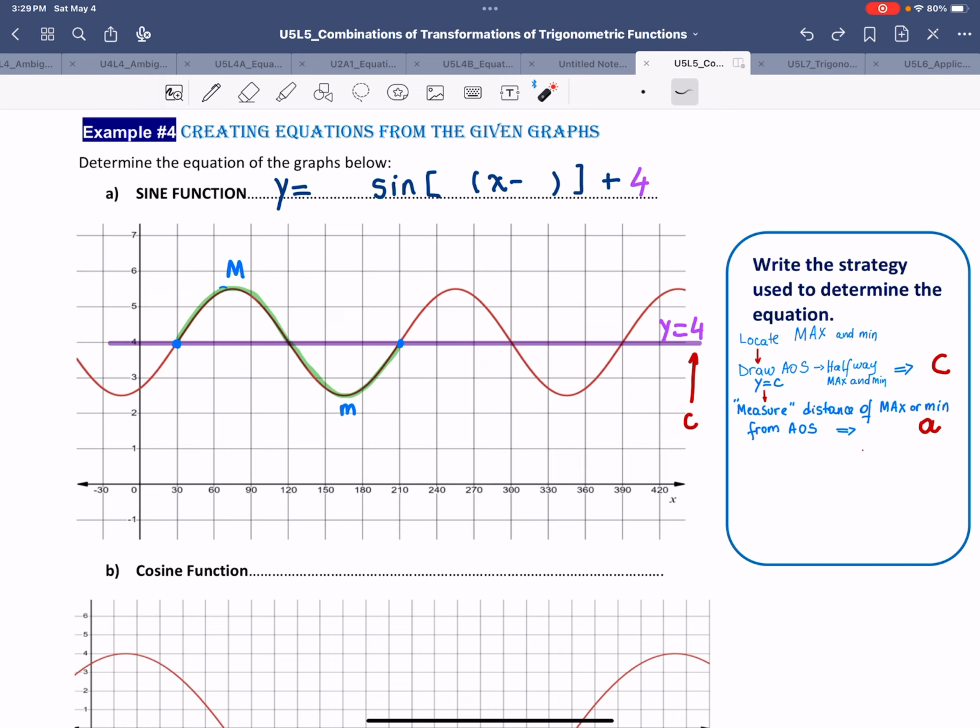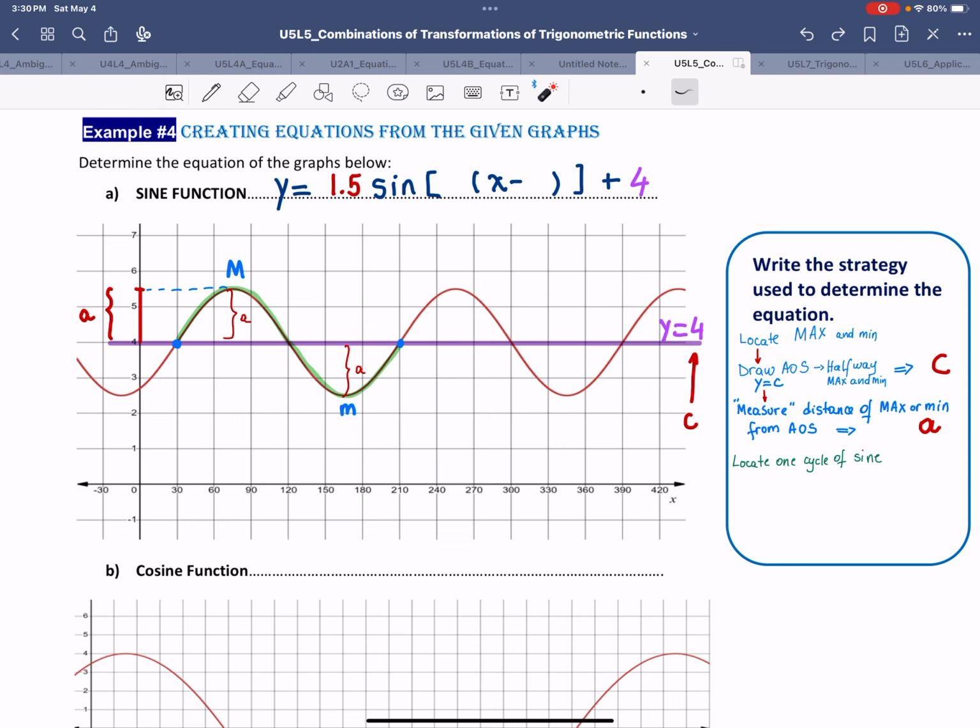Okay, so now let's take a look at how we determine the coefficient a. The coefficient a indicates the amplitude of a function. The amplitude of the function is half of the height of the function, so half of the difference between max and min. Another way of describing coefficient a is the distance of the max from axis of symmetry or the distance of the minimum from the axis of symmetry. So in our case, the value of coefficient a seems to be equal to, from here to here, 1.5 units. So we're going to write 1.5 for coefficient a.